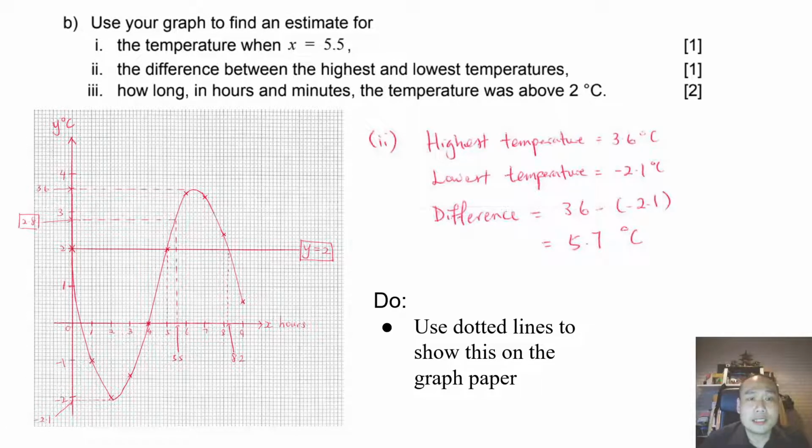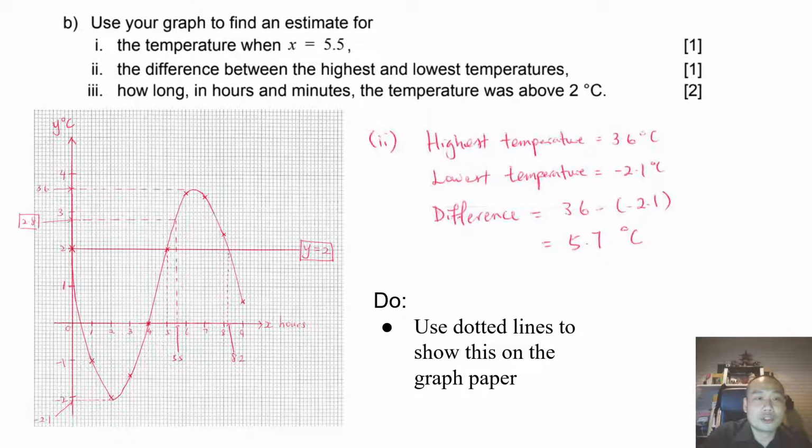Right, the next one, the difference between the highest and the lowest temperature. This question is to force you to make sure you can identify the maximum and minimum points. So the maximum point here, I identified to be about 3.6. The minimum point is about negative 2.1. So the difference, 3.6 minus negative 2.1, is 5.7 over here. Same thing, use dotted lines to guide you to make sure that you get the right position. The use of dotted lines on graph paper is very critical and very useful.